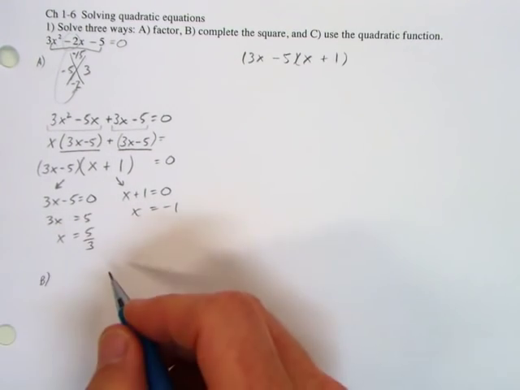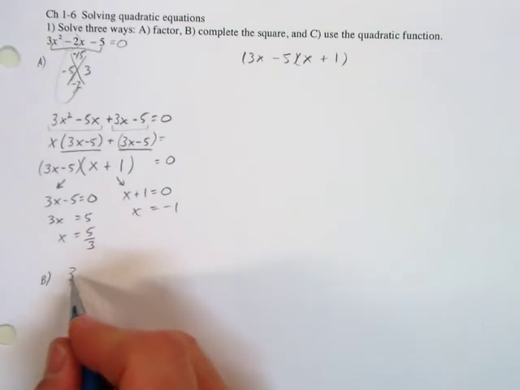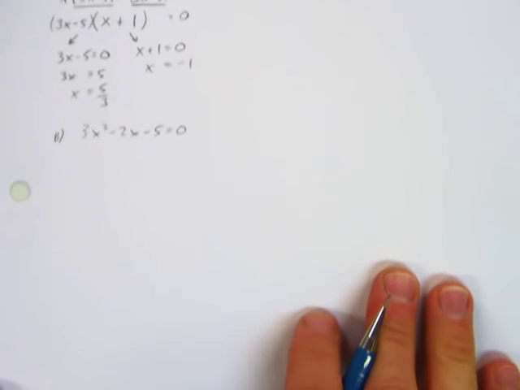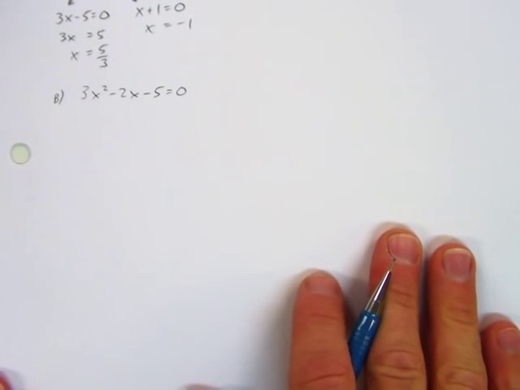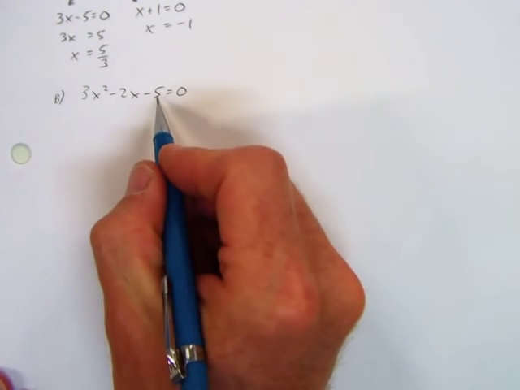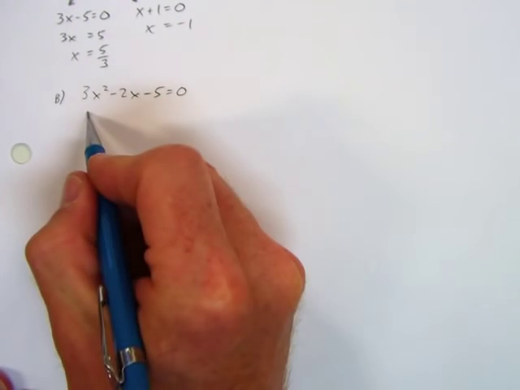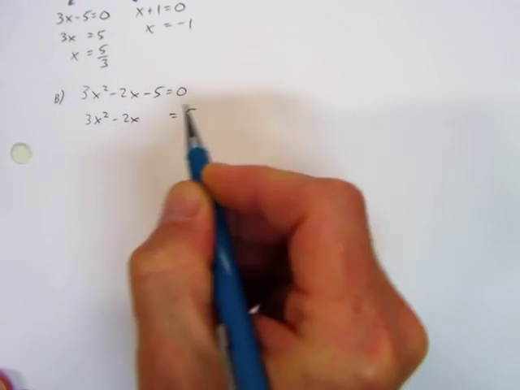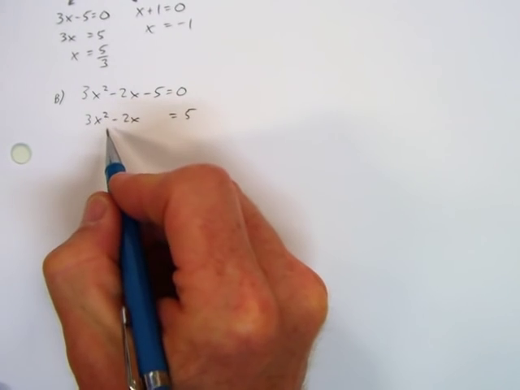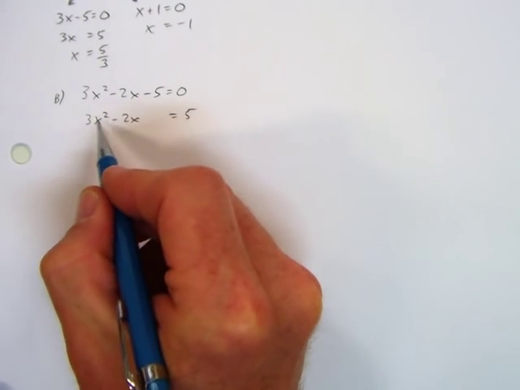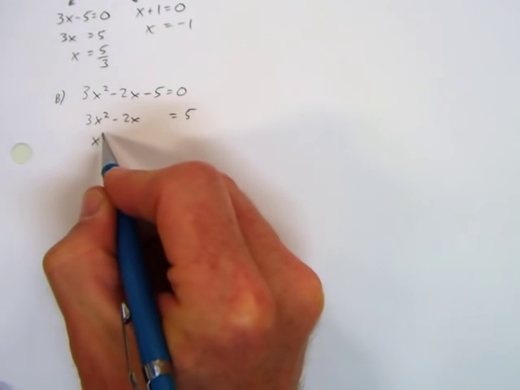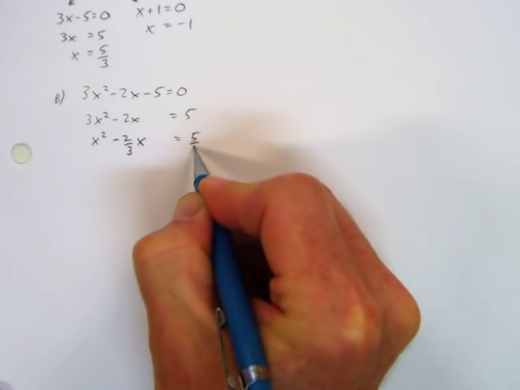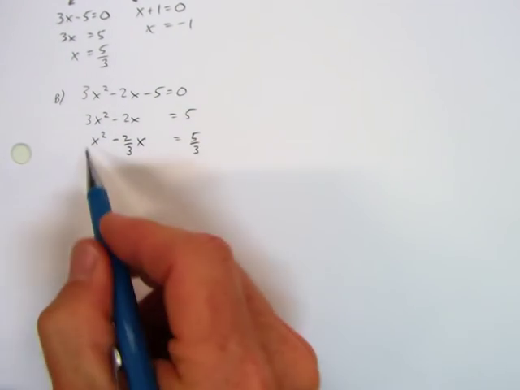B, completing the square. So I'll rewrite it. We have 3x squared minus 2x minus 5 equals 0. When we complete the square, our goal is to make it a perfect square. So let's move this 5 to the other side. So we'll have 3x squared minus 2x equals 5. And then in order to do this, we want to make the coefficient of x squared equal to 1. So let's divide everything by 3. Equals 5/3.